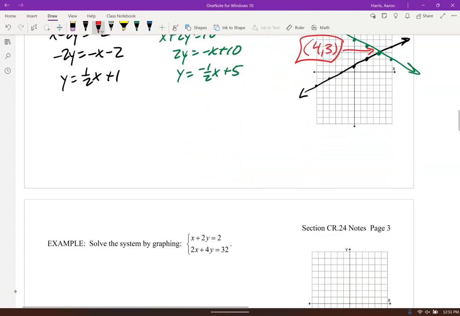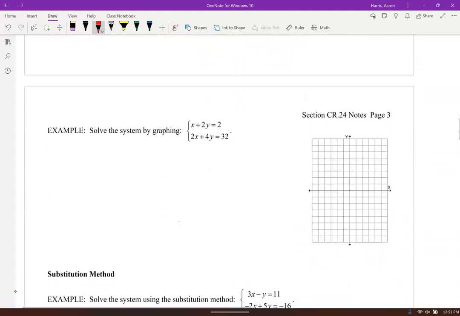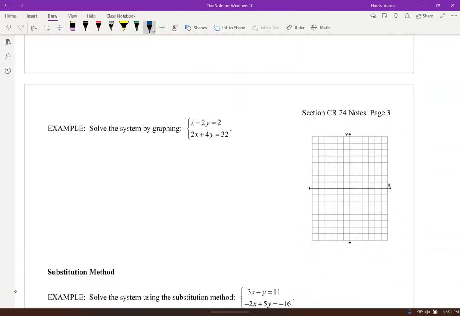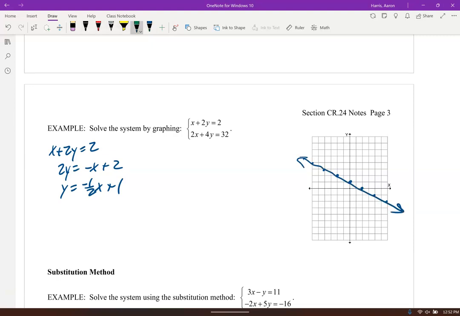And let's do one more scenario with graphing on this next one. So we got x plus 2y equals 2. I'm going to solve that for y. There's my first one, y-intercept of 1, down 1, right 2. There's the first one. Let's do this next one here.